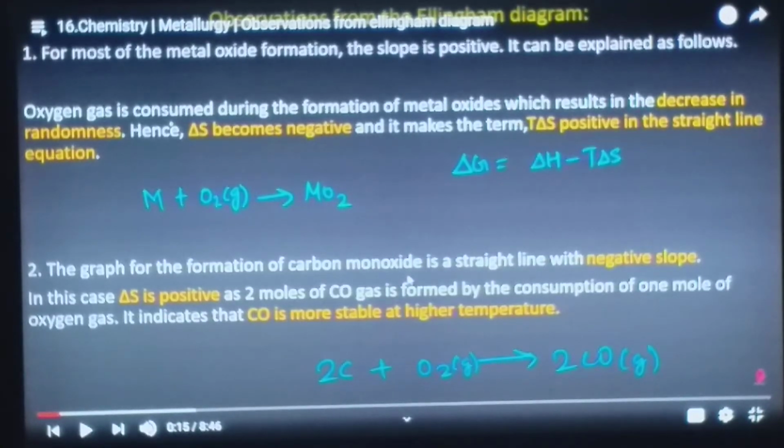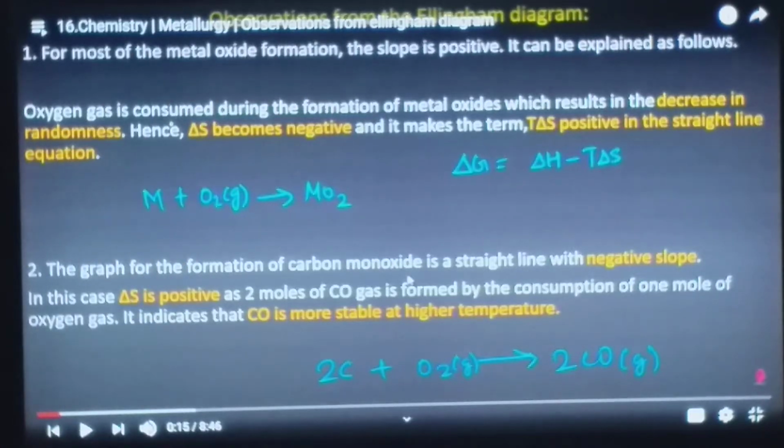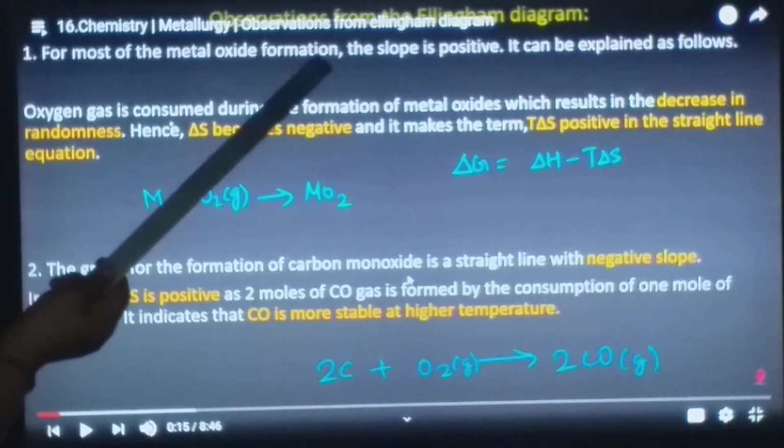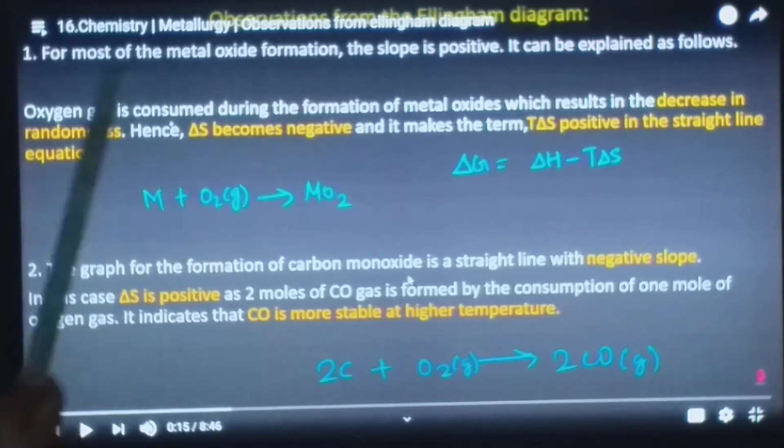Now, a very important question: the observations from the Ellingham diagram. There are 4 points from observations of the Ellingham diagram. The first point is, for most of the metal oxide formations, if you see the graphical representation of Ellingham, the slope is positive. That means all the lines are moving upward. So it can be explained as follows. Why is such a slope positive?